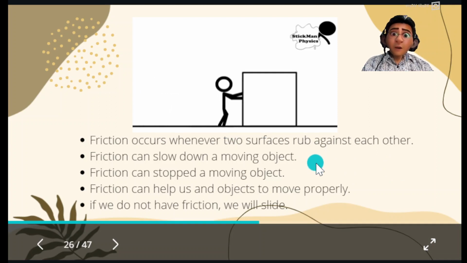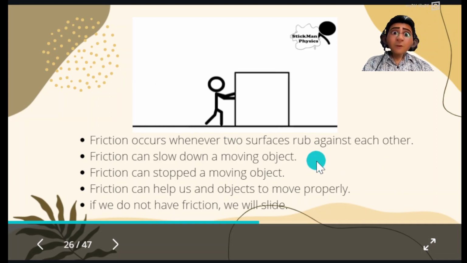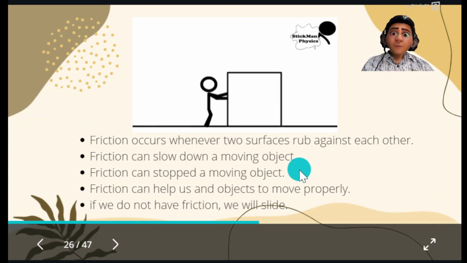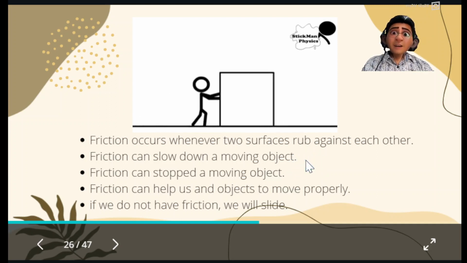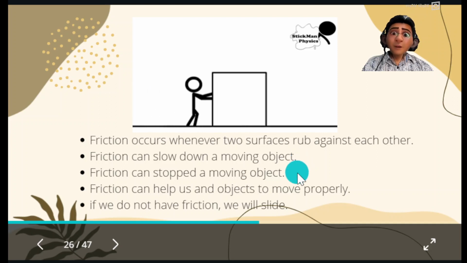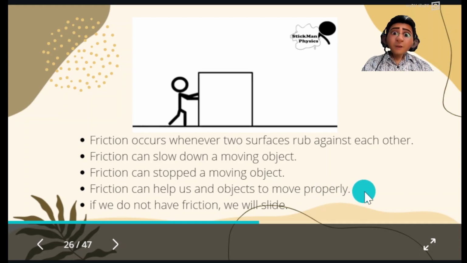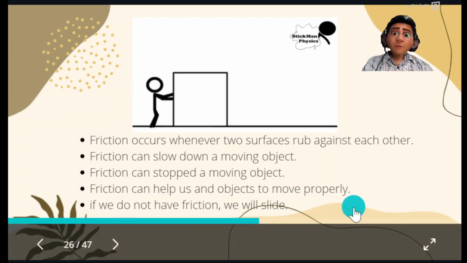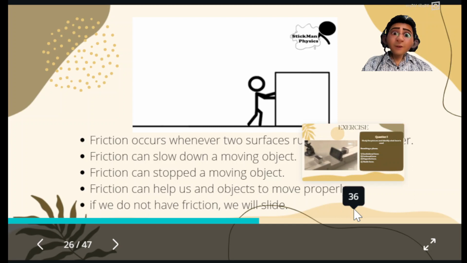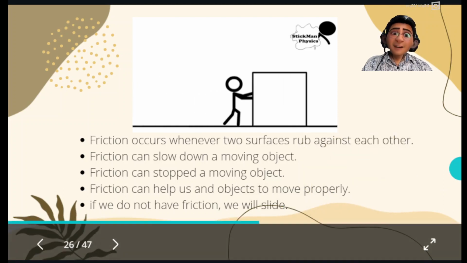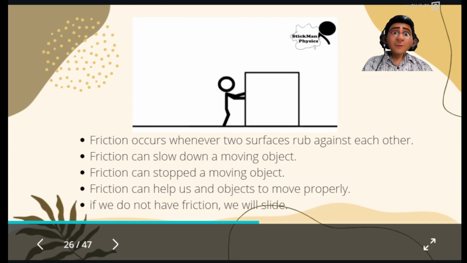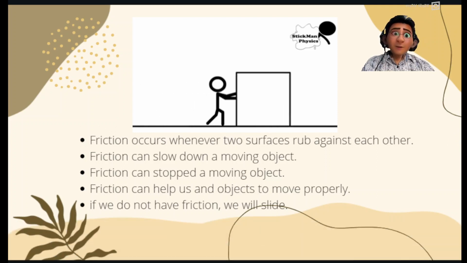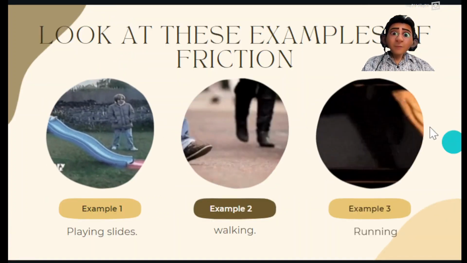Here, friction can slow down a moving object. Friction can stop a moving object. Friction can help us and objects to move properly. And point number 5, if we do not have friction, we will slide. Everything will slide. Now let's look at the examples.